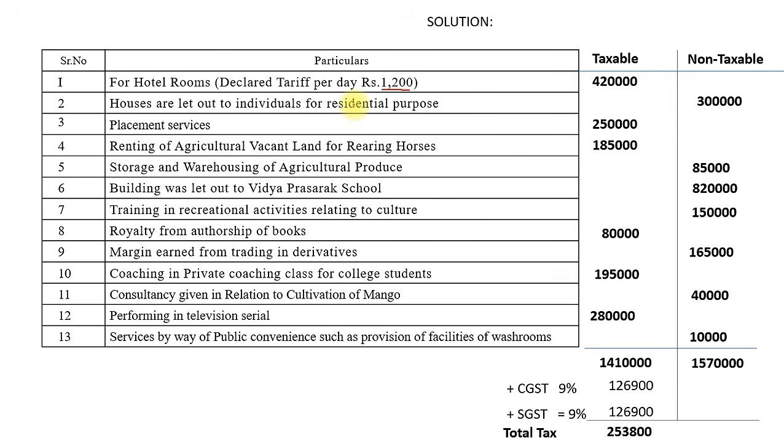So this is how you all had to solve the first question from question number 3, which was based on taxable and non-taxable, based on the exemption rule. Okay, very simple. I hope everyone has understood it. Chalo, now we'll jump to the next question.